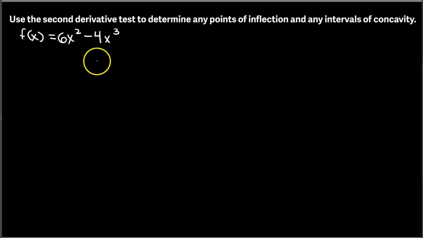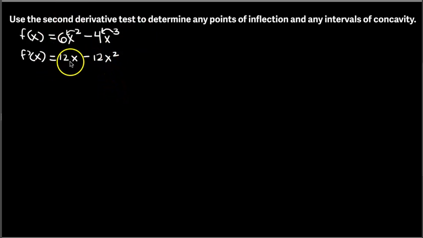So the first step that we want to take whenever we're given this type of problem is we want to take the derivative first. So to find the first derivative, this is a polynomial, so it should be easy. We're taking the 2 here and multiplying it to 6, so it'll be 12x, and then taking the 3 and multiplying it with the 4, so it'll be minus 12x squared. And if you need a review on that, you should review the power rule of derivatives.